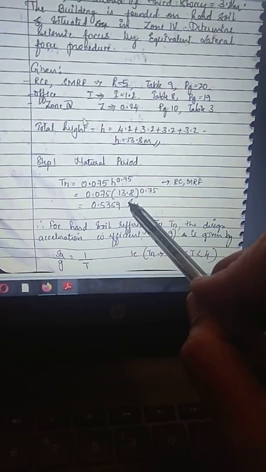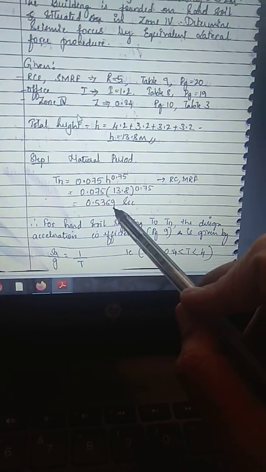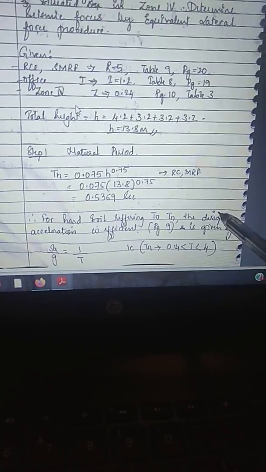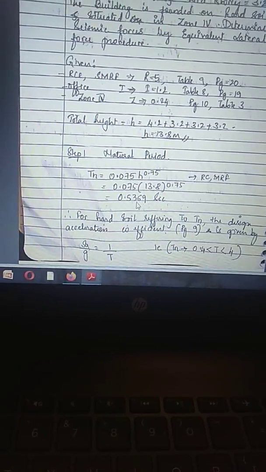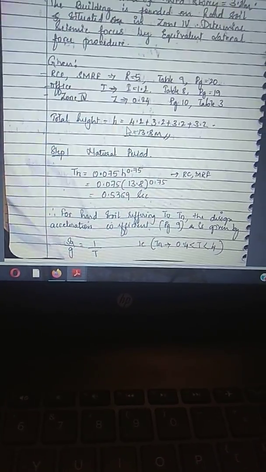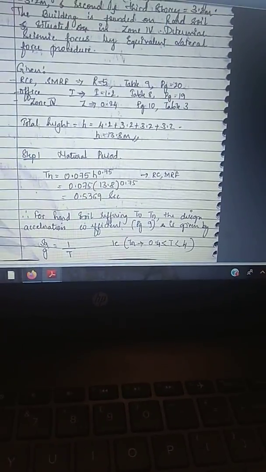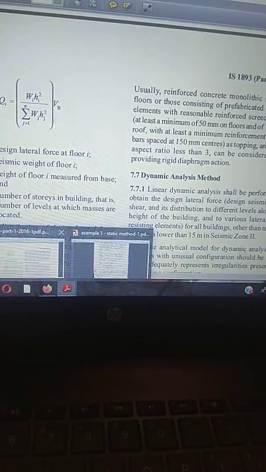Now this Tn is basically used to find the Sa by g value, that is the design acceleration coefficient. So the Sa by g value can be picked from page number 9. I'll just show you. So I have a value of 0.5369. What we do is we go to page number 9 of the code book.